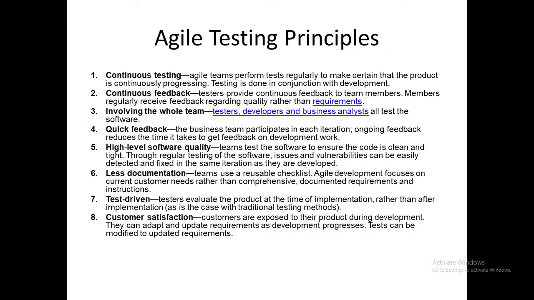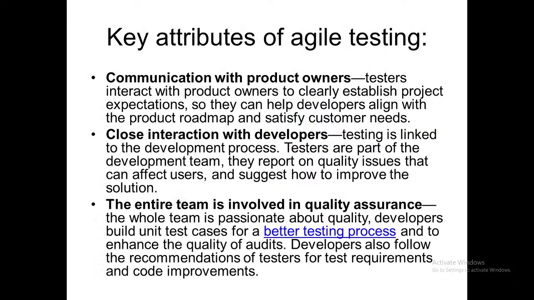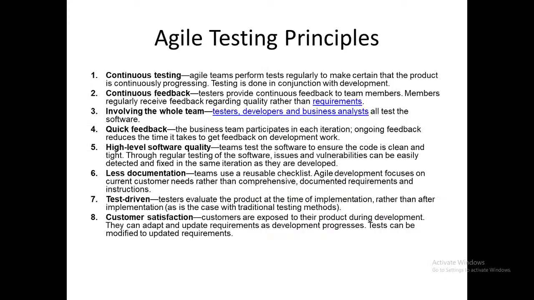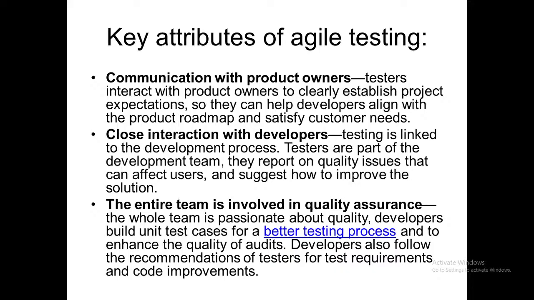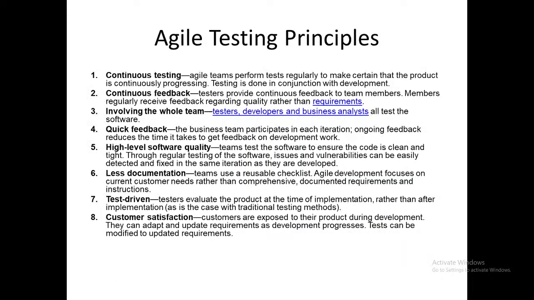Okay, so in agile testing principles, these are the key attributes of agile testing: communication with product owners and close interaction with the developer. Remember, the quality responsibility is the entire team's, not only the tester who is involved in the Scrum development process. As a team, we are accountable in Scrum. That is an important Scrum value actually.